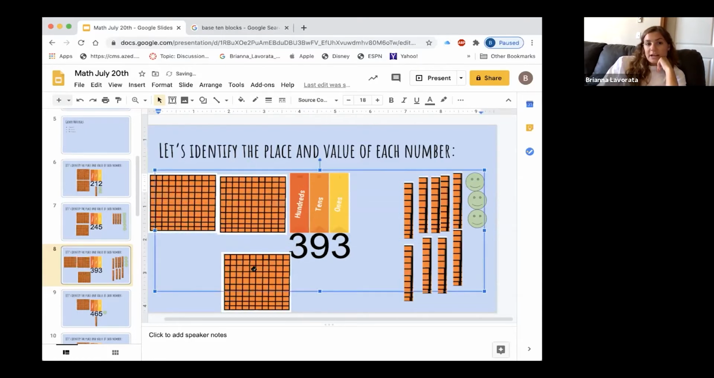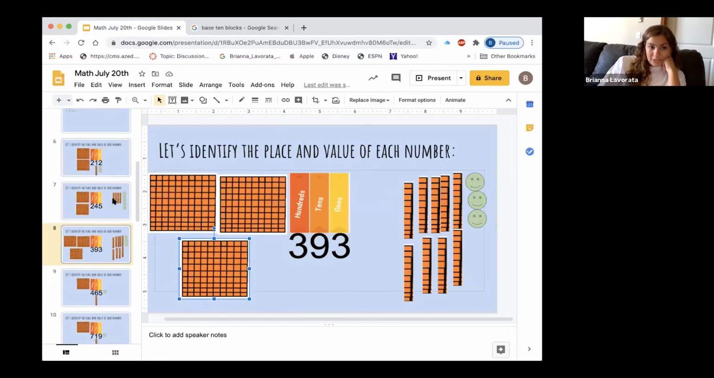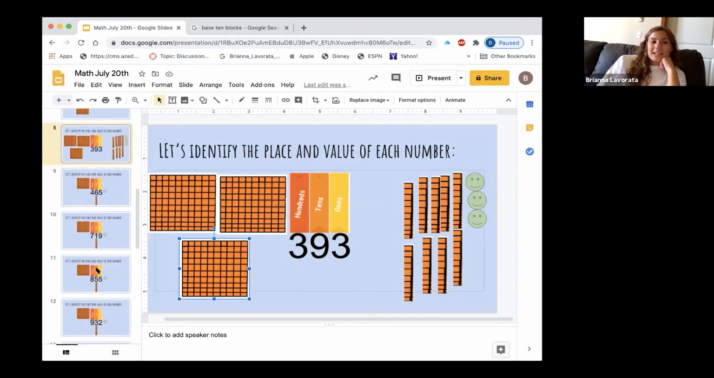All together, I have 300, 9 groups of 10, and 3 ones. This is telling me that there is 300, 9 tens, and 3 ones. So the way I'm going to read my number is 393. Now let's move on to the next one.